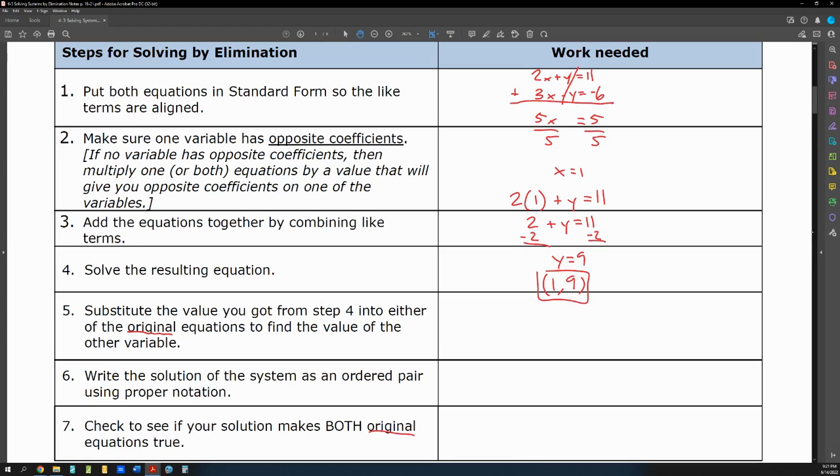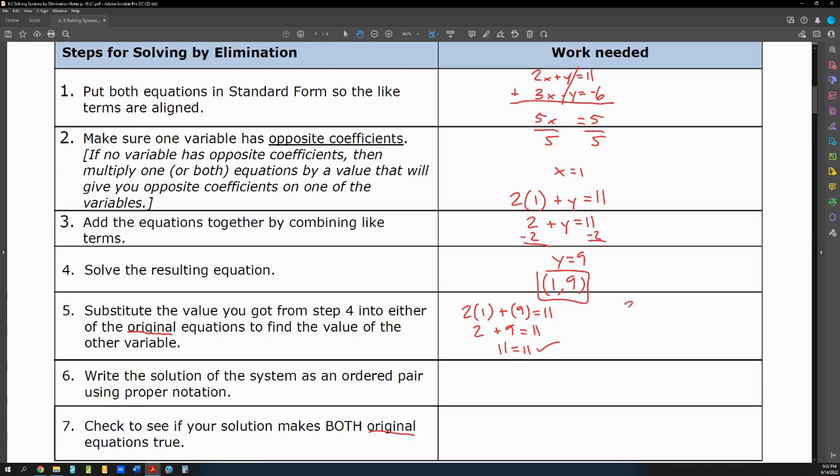So we're going to plug in 1 for x and 9 for y into both of the equations and see if they are true equations. So we have 2 times 1 plus 9 equals 11 for the first equation. 2 times 1 is 2, plus 9 equals 11. And 2 plus 9 is indeed equal to 11. And so that one checks out.